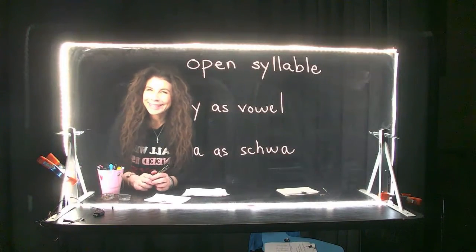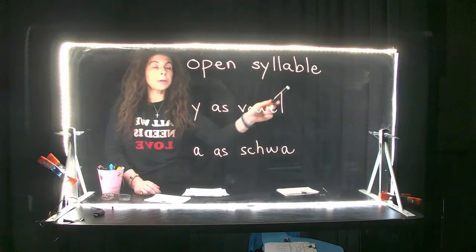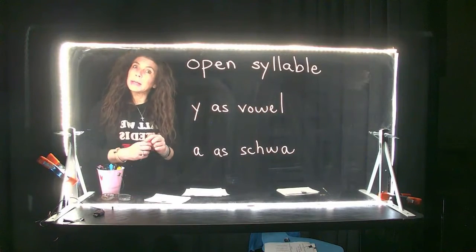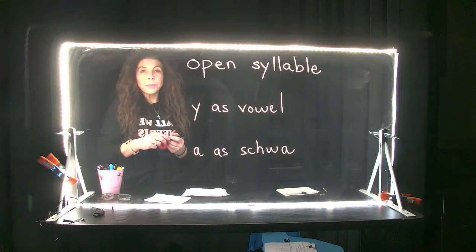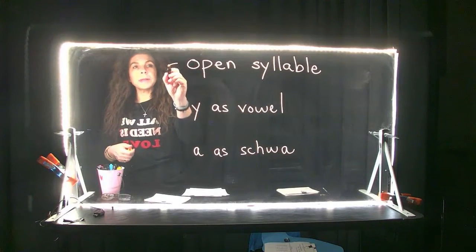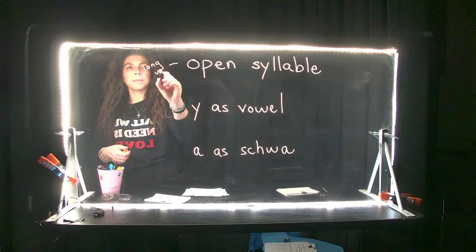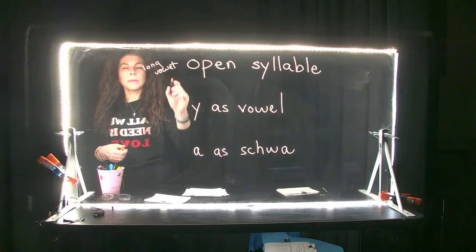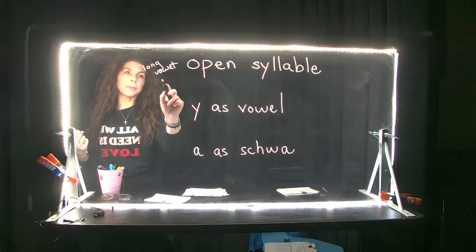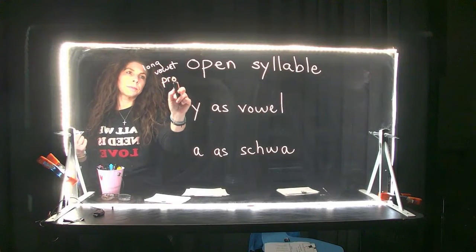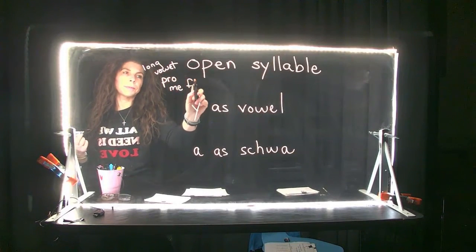Hi, third grade. We're on to Unit 7, but before we do that, I want to review what we talked about last week in Unit 6. Remember, in Unit 6, we started with the open syllable. An open syllable is a long vowel sound, and the vowel is not closed in, like, for example, pro, or me, or flu.